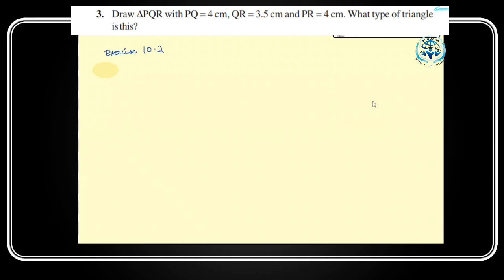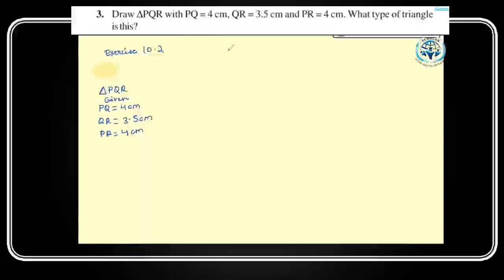Draw triangle PQR with PQ equal to 4 centimeter, QR 3.5 and PR 4 centimeter. What type of triangle is this? Here you can see that PQ is equal to PR. That means both are 4 centimeter. And if the two sides of a triangle are equal, then what type of triangle is it? Yes, it is an isosceles triangle.